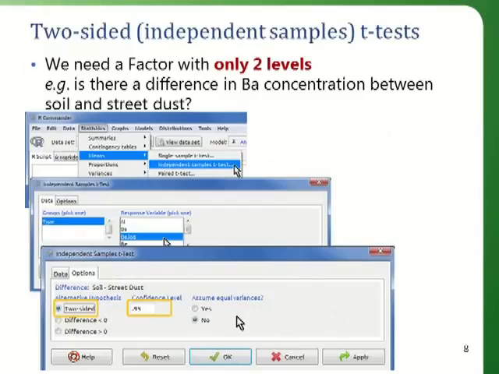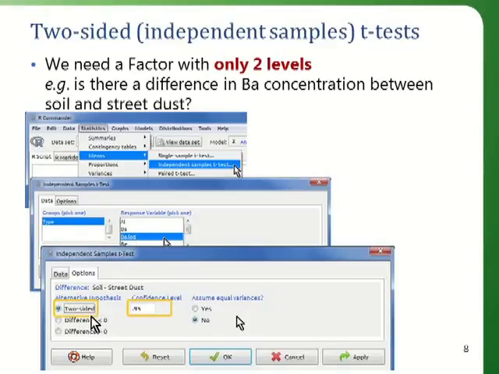Okay, now two-sided t-tests, we need a factor with only two levels. We have one of those in the dataset. It's the factor type, and it contains the levels soil and street dust. So let's have a go at testing using a two-sided t-test whether there's a difference in barium concentration between those two types of sample. So we click through statistics, means, independent samples t-test. Here's our dialog box, the middle one. So we select type and our transform variable.